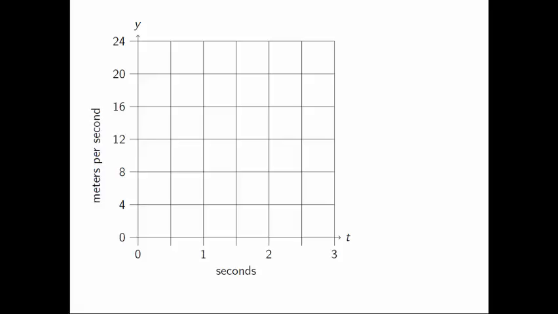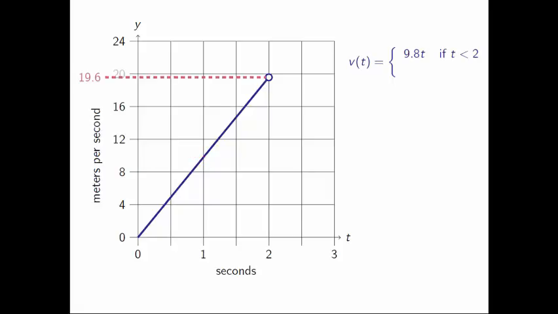If we push it off the balcony gently, its velocity while it's falling can be modeled as 9.8 times the number of seconds it's been falling. So at 0 seconds, its velocity is 0. At 1 second, its velocity is 9.8 meters per second. And if it were still falling at 2 seconds, its velocity would be 2 times 9.8, which is 19.6.